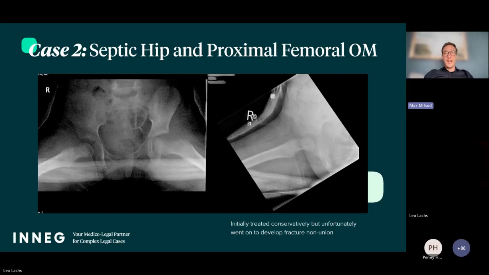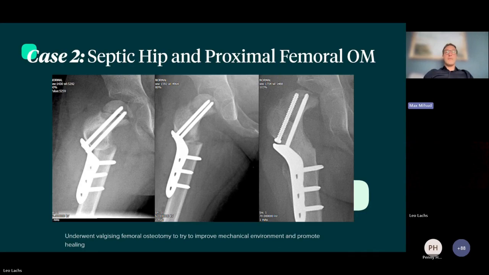She was then treated for that, and the management was initially non-operative with a cast, which is contentious, but probably was not the ideal care for what's known as an intracapsular fracture. That didn't work, so she went on to have another operation to try to get the bone to heal. You can see the bone is still broken, but she had an operation to try to realign the forces across the hip joint to see whether that would cause the fracture to heal, but unfortunately it didn't.